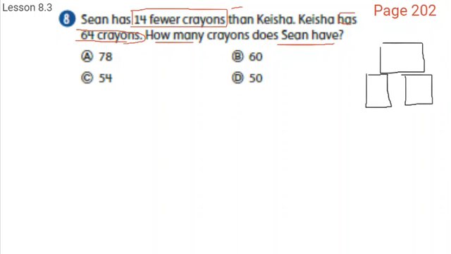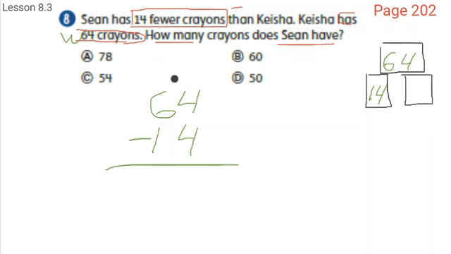Let's fill it in with the numbers here. The whole is 64. Sean has 14 fewer. So 64 minus 14 is equal to what number? This is a perfect use for the standard algorithm: 64 minus 14.